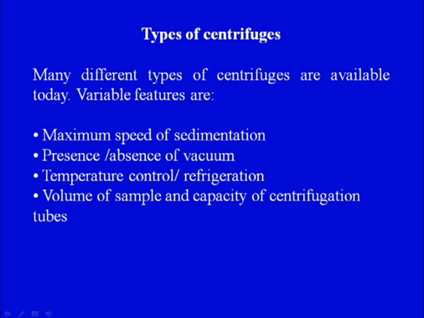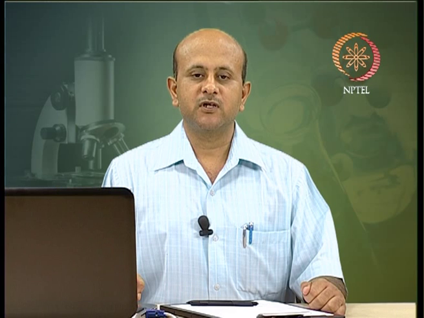Then another important factor is how much volume of sample could be taken by a particular rotor type. That means, what is the sample capacity, or the volume of sample, and the capacity of the centrifugation tubes. For example, if you can put 5 tubes, what is the volume which could be kept in there. We will be discussing these aspects as we go along. So, let us start with different types of centrifuges here.